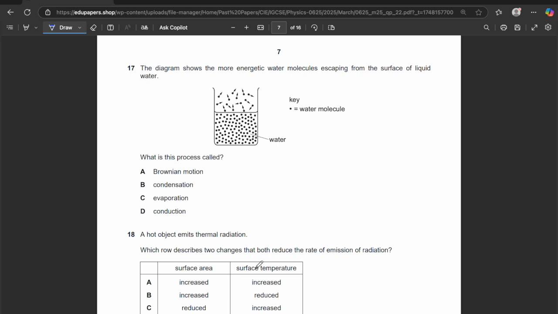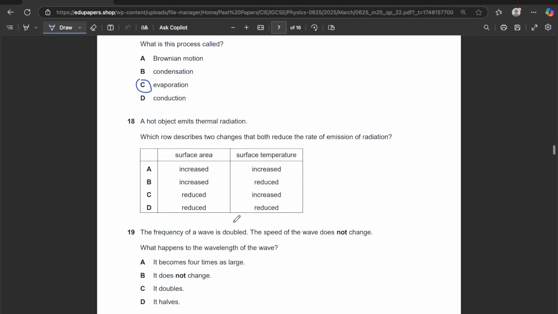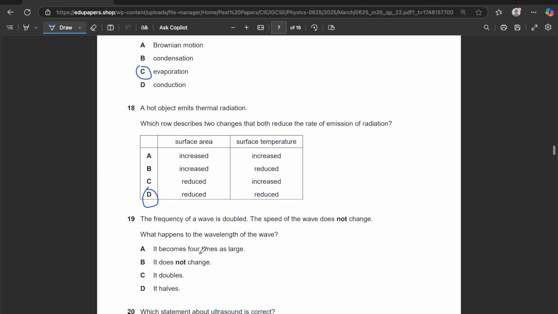17. The diagram shows the more energetic water molecules escaping from the surface of liquid water. What is this process called? This is just evaporation, right? It's just escaping. C. 18. A hot object emits gamma radiation. Which rule describes the two changes that both reduce the rate of emission of radiation? So to reduce the rate, you have to reduce the surface area and then reduce the temperature. So this is a bit intuitive.